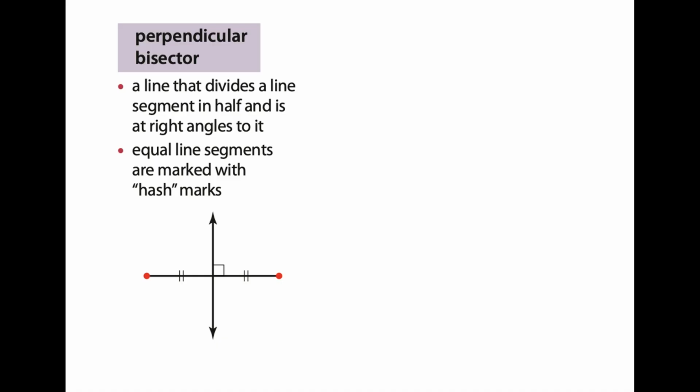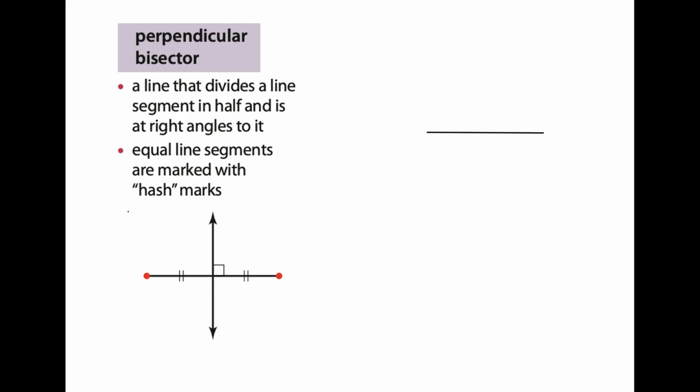So a perpendicular bisector is a line that divides a line segment into exactly half, and it forms a right angle where it divides, and it also divides them into equal segments. And we use these little dashes here to indicate that the lines are actually in equal length to each other.